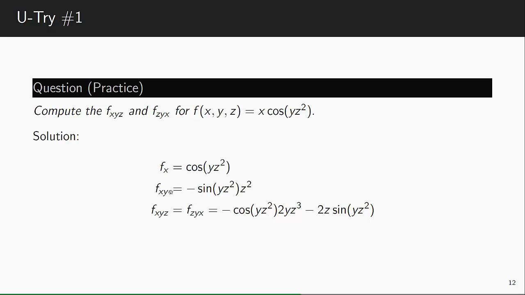Now we have to differentiate that with respect to z, and I guess we'll use the product rule here. So differentiating the sine, you get a cosine. Using the chain rule, and differentiating the z squared, you'll get a 2yz coming out. So when you multiply 2yz times z squared, you get 2yz cubed. And then the other half of the product rule, differentiate z squared, you get 2z, leaving the sine term the same. So that's the f_xyz partial derivative.